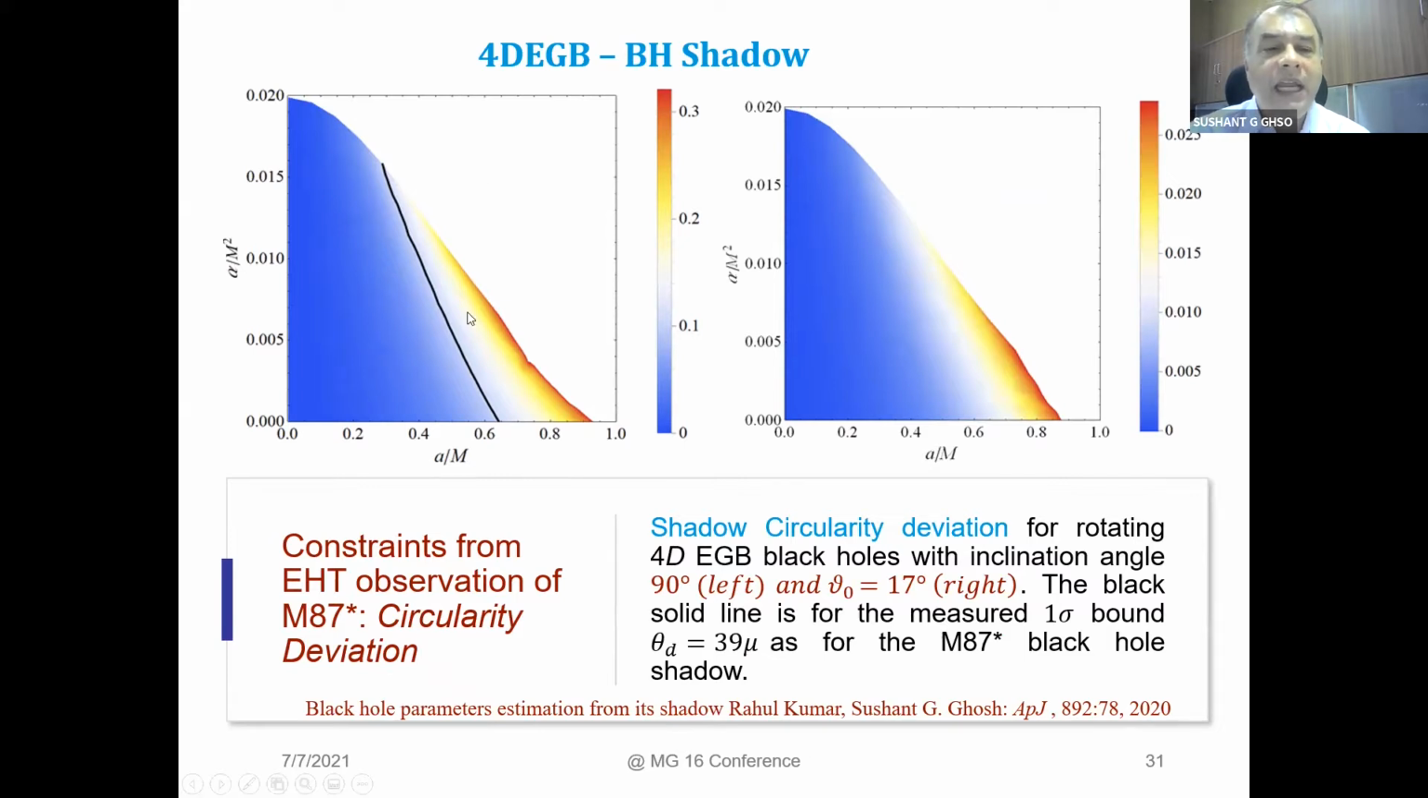But in the case of 90 degrees, this black line is at 39 microarcseconds. We are taking the 1 sigma bound on the Event Horizon Telescope: they said 42, so 1 sigma gives 39, and this is the black line. Inside this line the constraint is satisfied, and here it is not satisfied. The white region is totally ruled out.